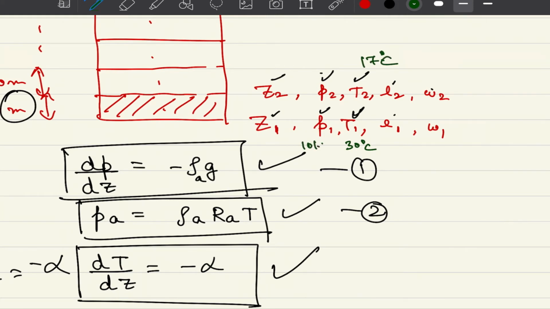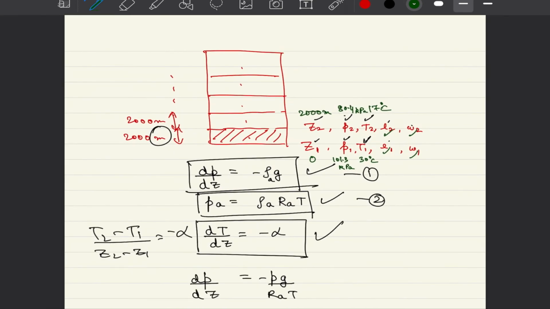P1 was known as 101.3 kPa. P2 has been determined as 80.4 kPa. Our Z1 was 0. Our Z2 was 2000 meter. Now we are left with calculation of E2, E1, W2, W1 so that we can calculate all the quantities that we need. Now what to do with E1 and E2?